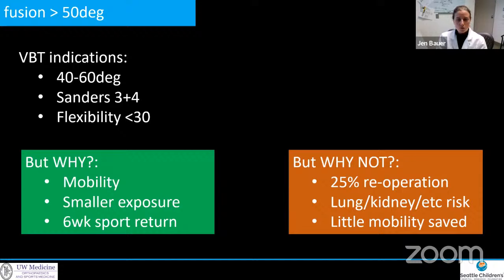There are studies that show that with a thoracic tether compared to a thoracic fusion, if you stop at T12 or L1 and you bend forward to touch your toes, there's no difference with that motion. So perhaps we're not actually saving the motion, particularly in the thoracic spine.